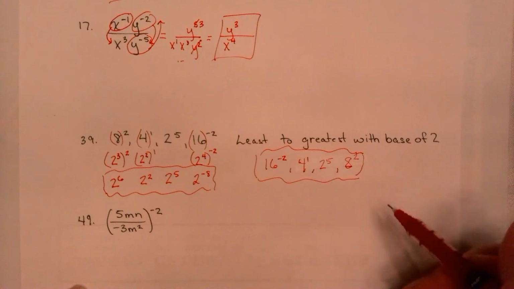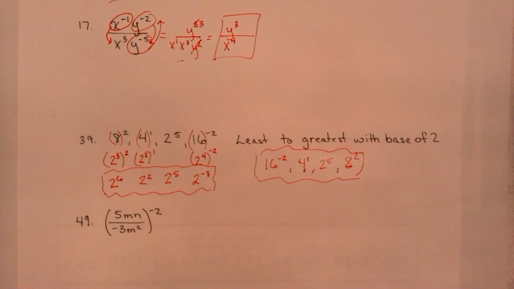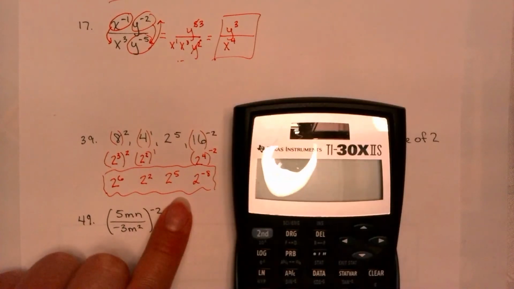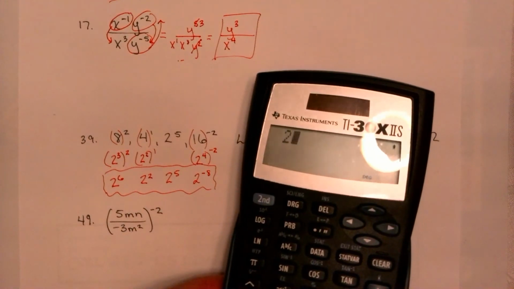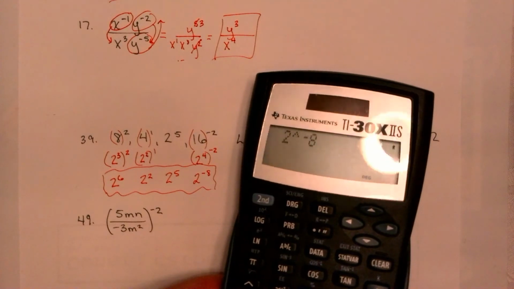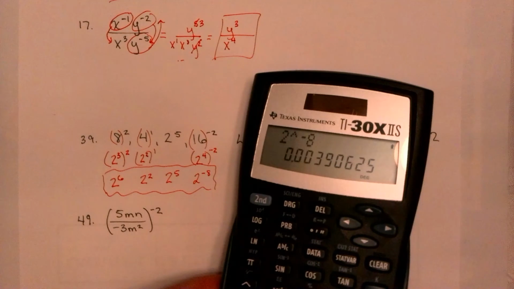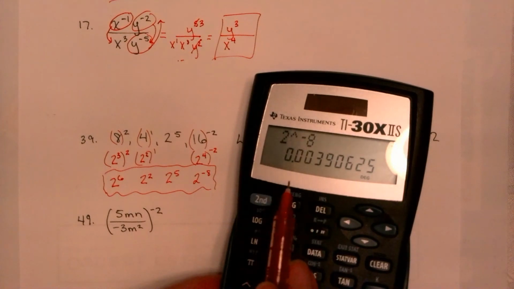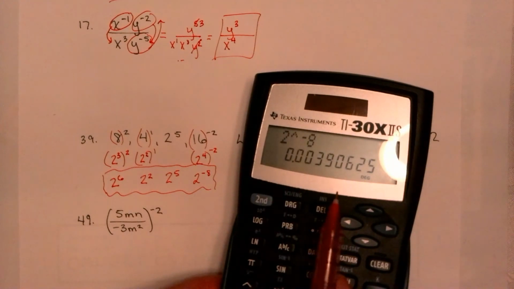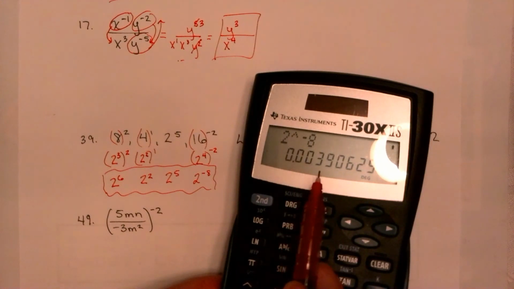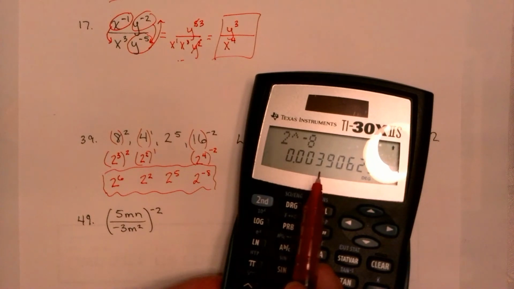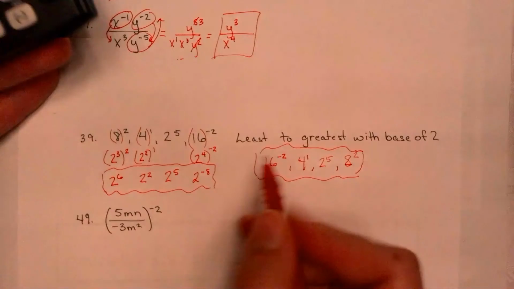There you go. Okay, I want to show you something real quick. If I type in 2 to the negative 8, I get a really small number, 0.0039, and then it goes on a little bit more. Okay, so tenths, hundredths, thousandths. I get almost 4 thousandths.